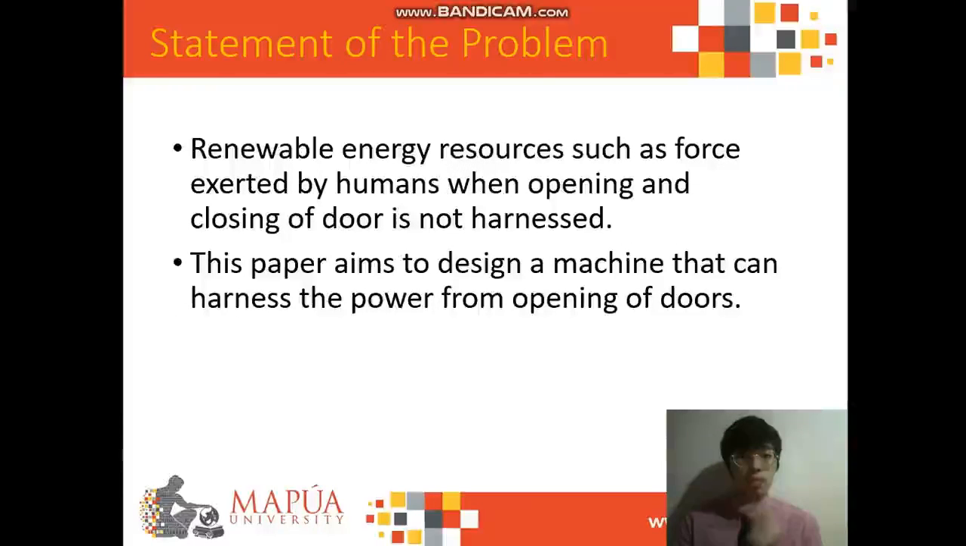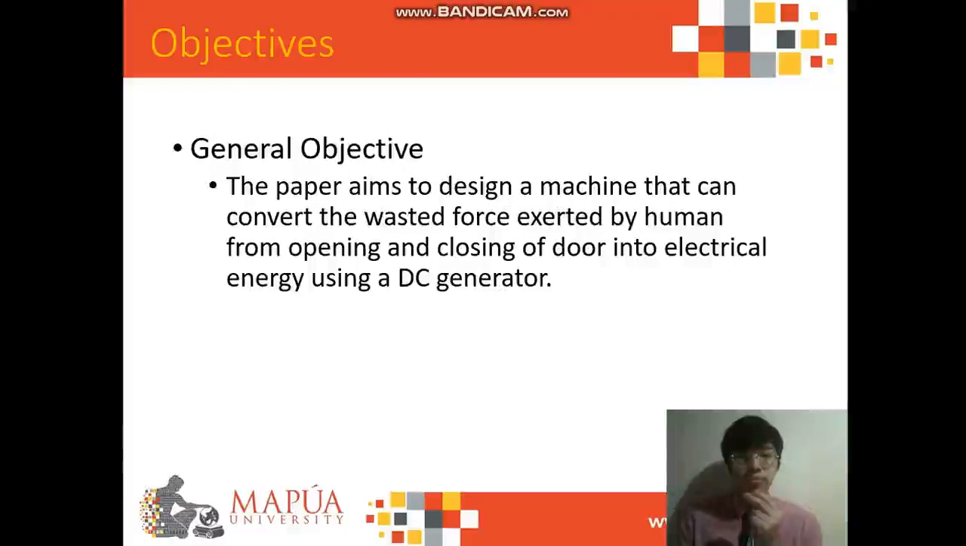Then, our statement of the problem is that renewable energy resources such as force exerted by humans when opening and closing of doors is not harnessed. So this paper aims to design a machine that can harness the power from opening of doors. And our general objective, which is stated in our statement of the problem, is that the paper aims to design a machine that can convert the wasted force exerted by humans from opening and closing of doors into electrical energy using a DC generator.